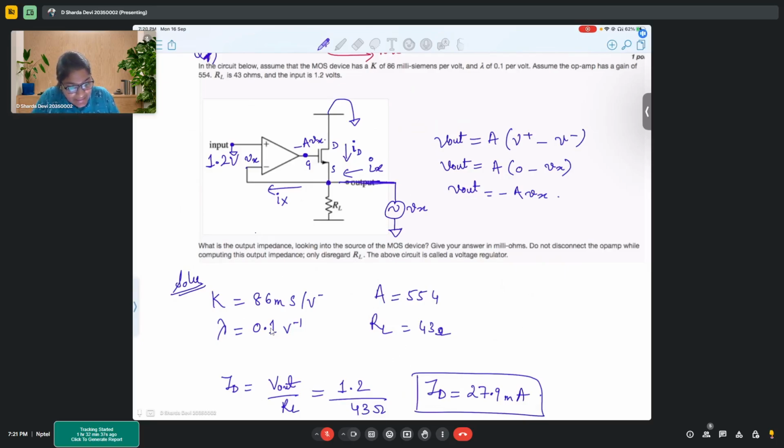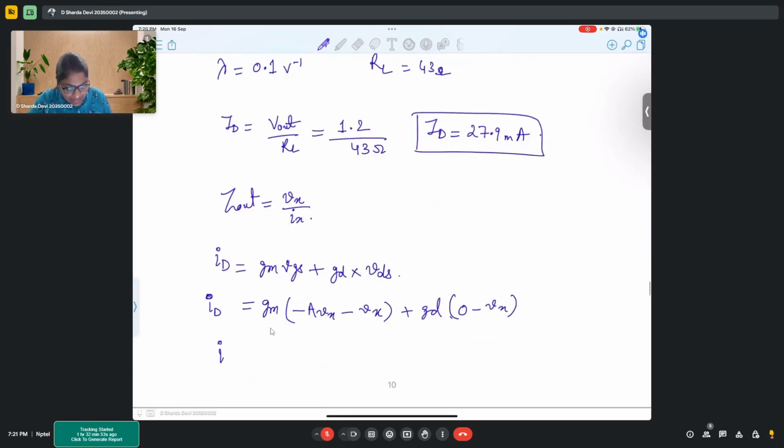So whatever current ID is flowing, it means Ix that is coming from Vx is also being distributed across this transistor current, and the same is flowing through the resistor also, right? So I can safely write ID as minus Ix, or Ix as minus of ID. So my Z out was how much? It was Vx upon Ix. So it can be written as Vx upon minus of ID.